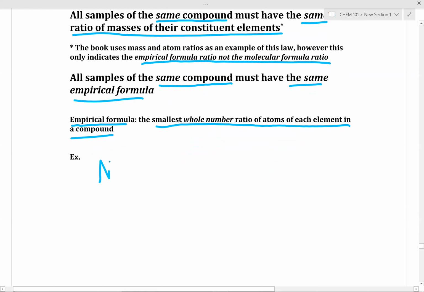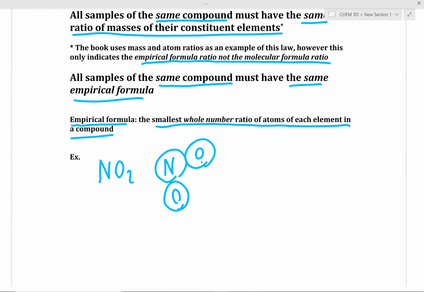Suppose we're looking at NO2. So we have nitrogen and 2 oxygens. So just to write out our atom ratio, how many oxygens do we have? 2. How many nitrogens do we have? 1. Okay, perfect. So this is our ratio.